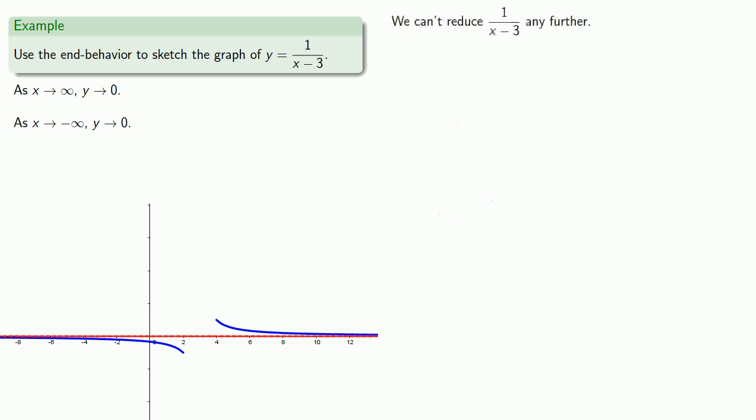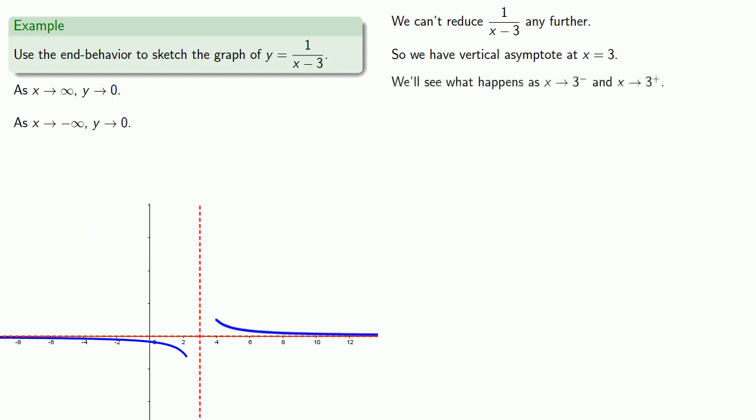Now we can't reduce 1 over x minus 3 any further, so that means we'll have a vertical asymptote at x equals 3. And let's draw this vertical asymptote in. Since this is not part of the graph, we'll use a set of dashed lines. And we'll see what happens as x gets close to 3 from below and x gets close to 3 from above. So as x gets close to 3 from below, x is a number slightly less than 3, then x minus 3 will be slightly less than 0. So 1 over x minus 3 will go to minus infinity. And that's because we're dividing 1 by a small negative number. Equals means replaceable, so as x gets close to 3 from below, y goes to minus infinity.